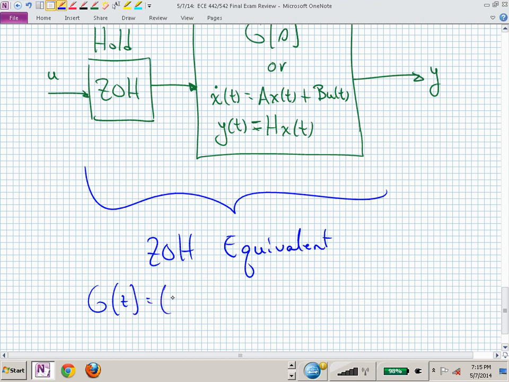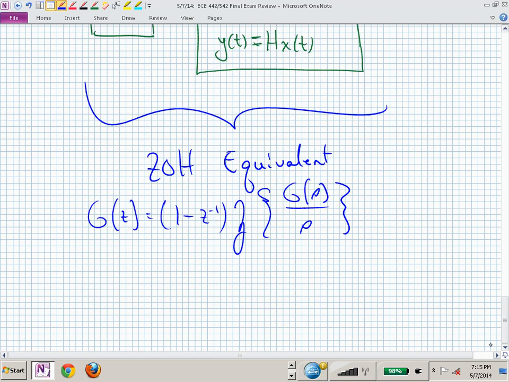What's that look like? That's this 1 minus Z inverse, Z transform of G of S over S. Or, if you were given a state space, then you find this phi and gamma in terms of your system matrix and your input matrix in the state space continuous time representation. And you need to know how to compute all of those.